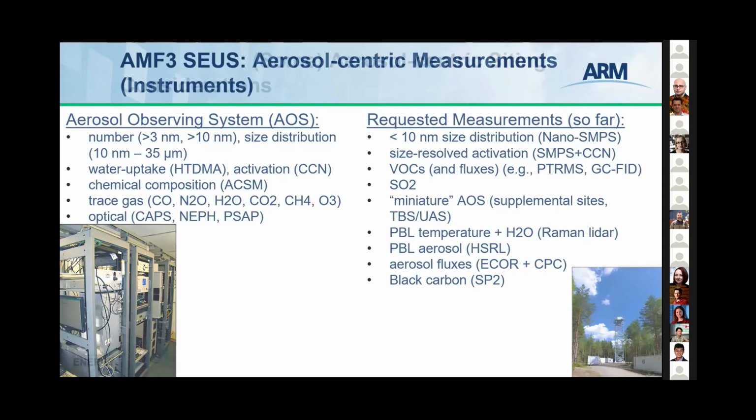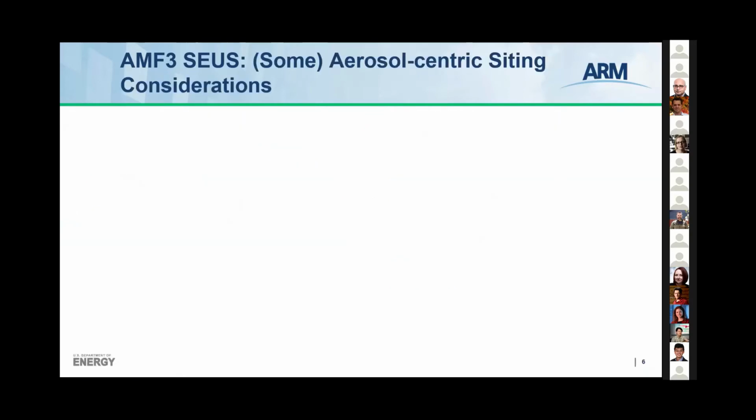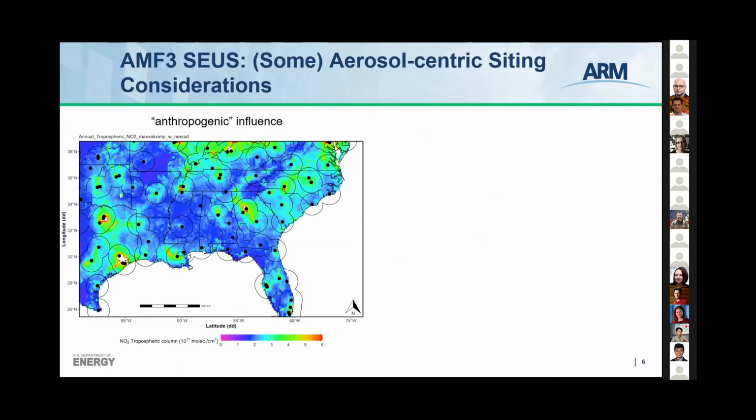I just want to give you a little bit of sense of our siting considerations so far that are relevant to this group. Because of our desire to have a representative sampling of both anthropogenic and biogenic impacts for siting, we're looking at maximum value maps of remotely sensed NO2 in the Southeast United States, along with locations of potential partner observational radar networks in black. So blue color being more rural, and then redder colors being more urban.